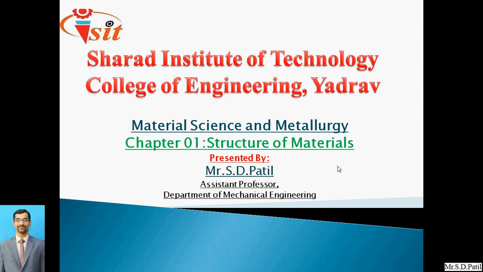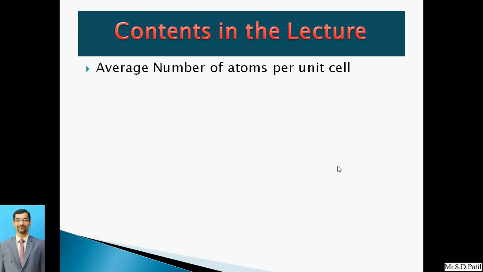Today in this lecture we are going to cover the average number of atoms per unit cell. In the last lecture we saw that there are 14 Bravais lattice structures, and those structures have different shapes. According to those shapes, how the average number of atoms per unit cell is calculated, we will cover in this lecture.